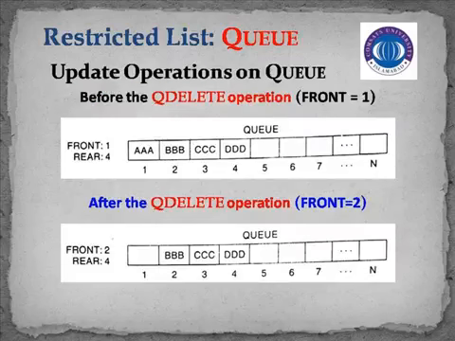Dear students, the delete update operation is sketched in this slide, maintaining the front pointer accordingly. As you can view, the front is incremented to position number 2 of the queue in an n-size array after invoking the queue delete operation.